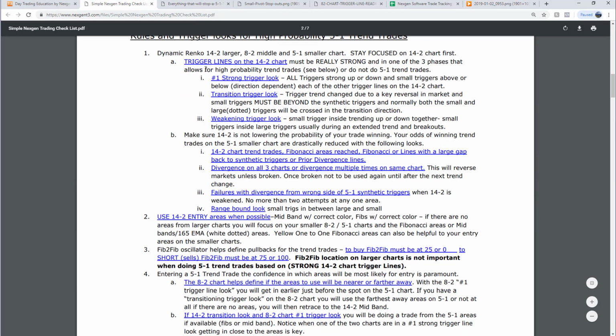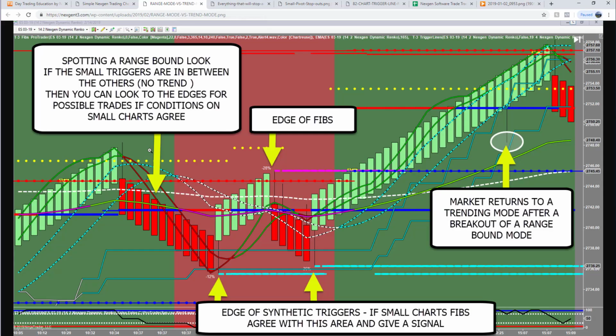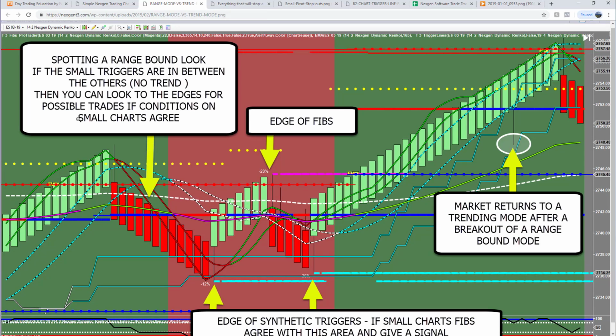You get strong triggers, transition look, weakening look, and then you end up with what's called the range-bound look. And again, a lot of times when you get a false breakout or something, this is what happens. You get a range-bound look, which means what? The small triggers are going to be physically in between the large and the small, the large and the synthetic.